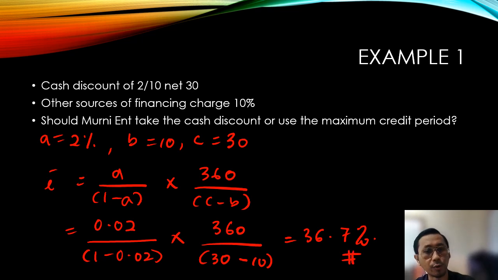So therefore, the annualized rate charged by the supplier to a borrower for not taking the cash discount is 36.7%, whereas the other sources charge only 10%. As a result, Mohd Enterprise should take the cash discount and obtain the needed funds from the other sources available. Because the cost of forgoing the discount is higher than the other source of financing that charges only 10%.